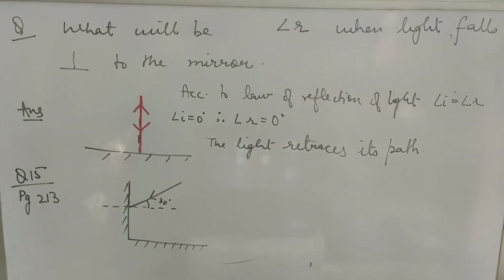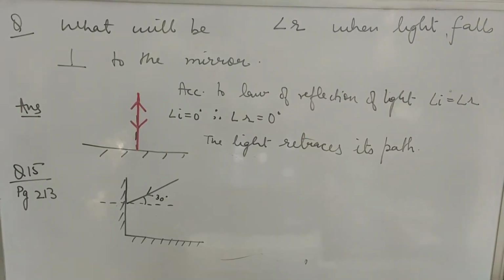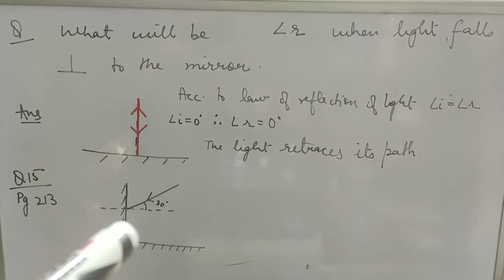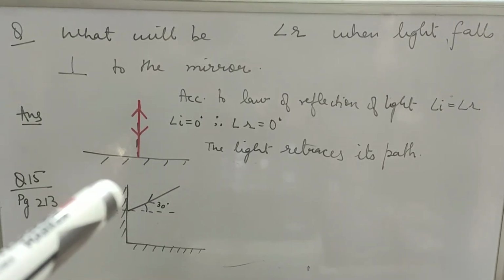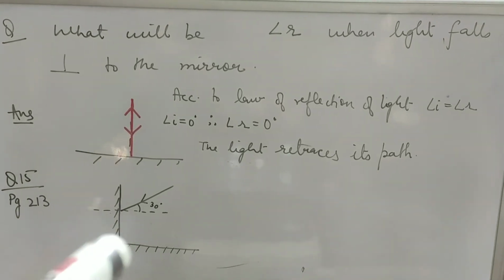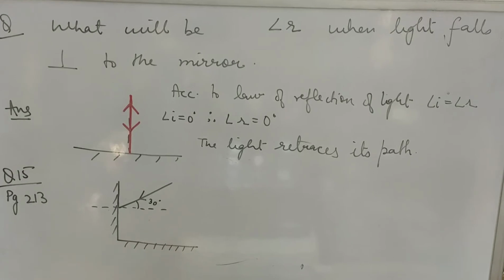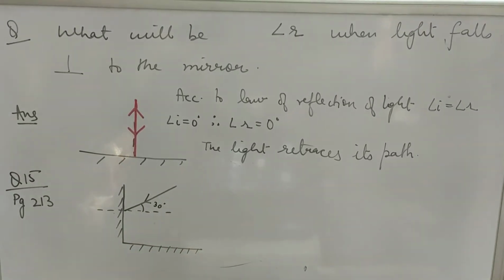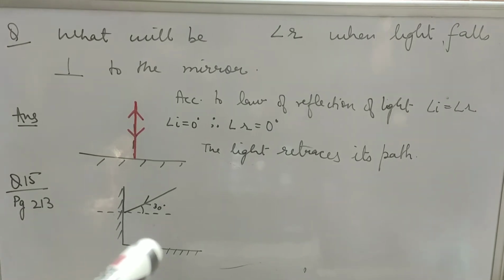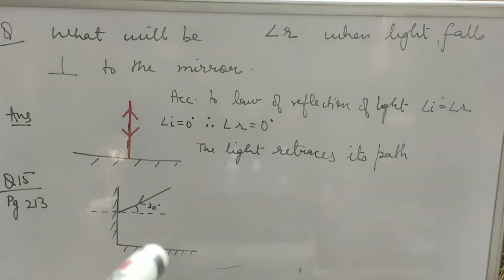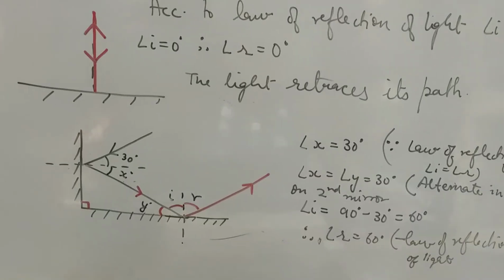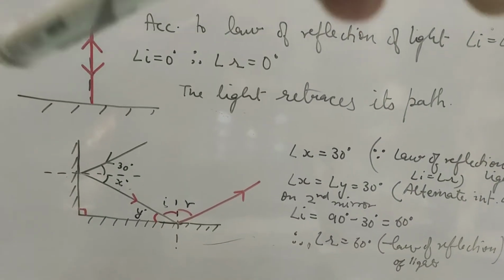Now in another situation, two mirrors are perpendicular to each other, and this is the incident ray which is falling on the first mirror at an angle of 30 degree. You have to find the angle of reflection from the second mirror. So what you are going to do is, first, you draw the reflected ray of the light ray coming on the first mirror, and that reflected ray will strike the second mirror and again get reflected. So this is the path followed by this light ray.